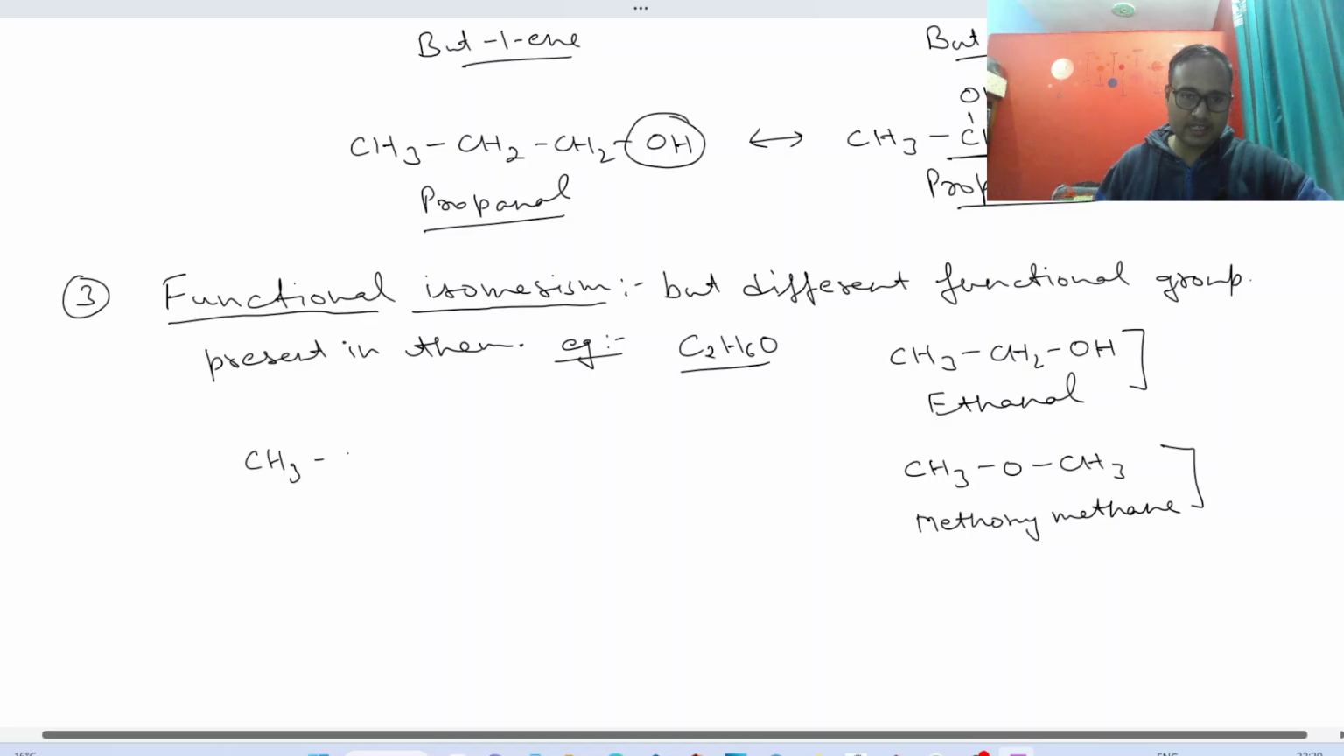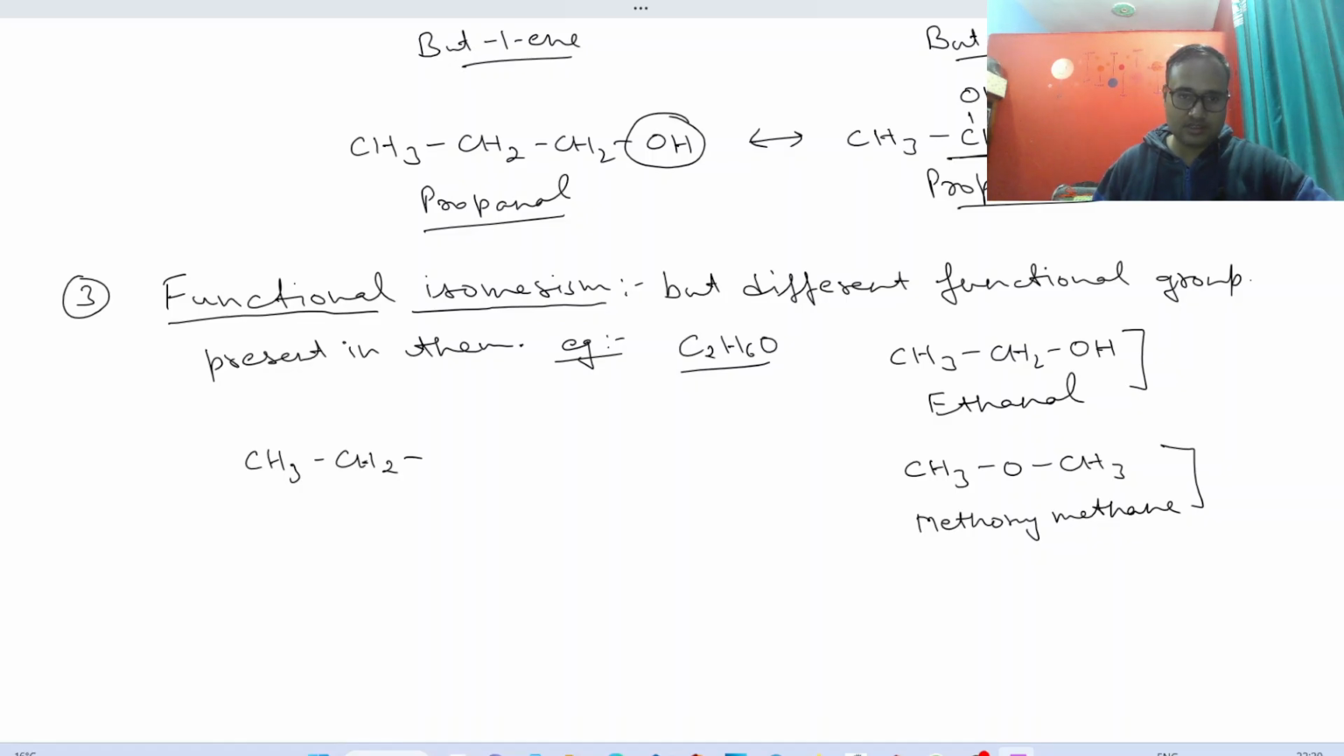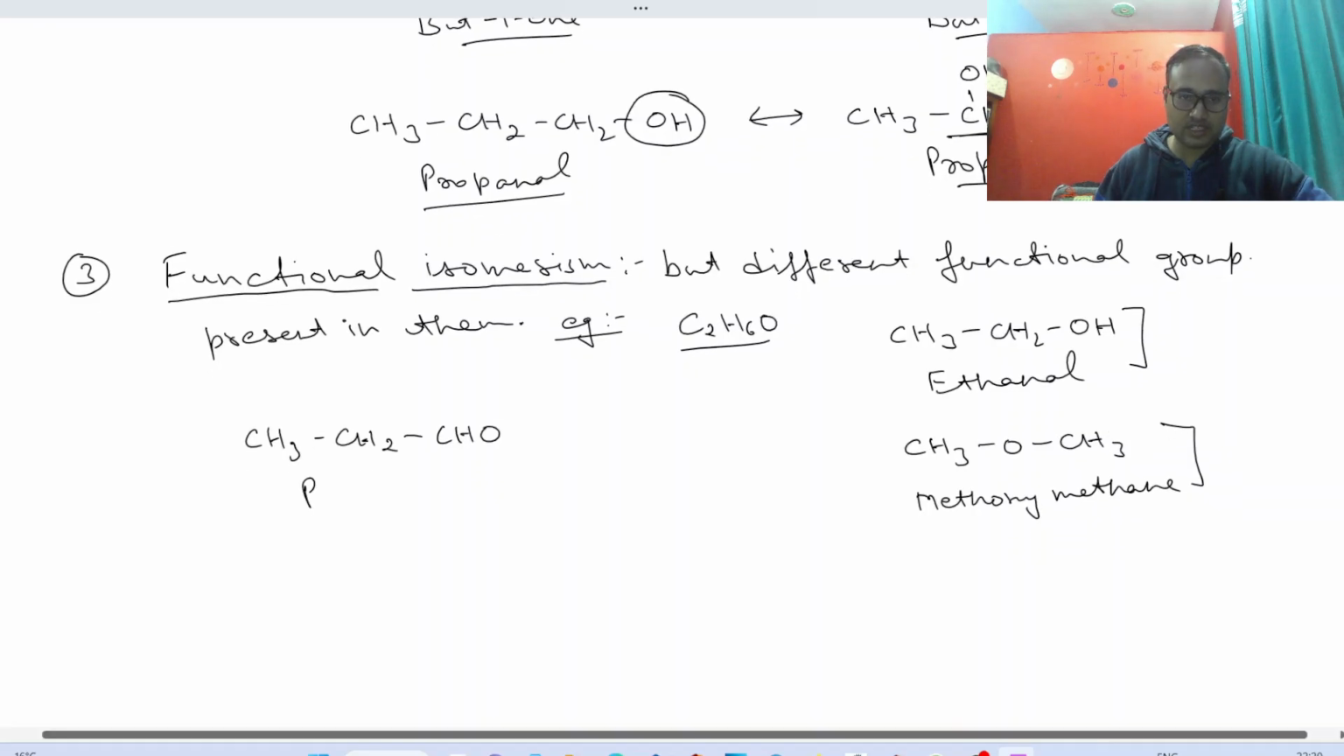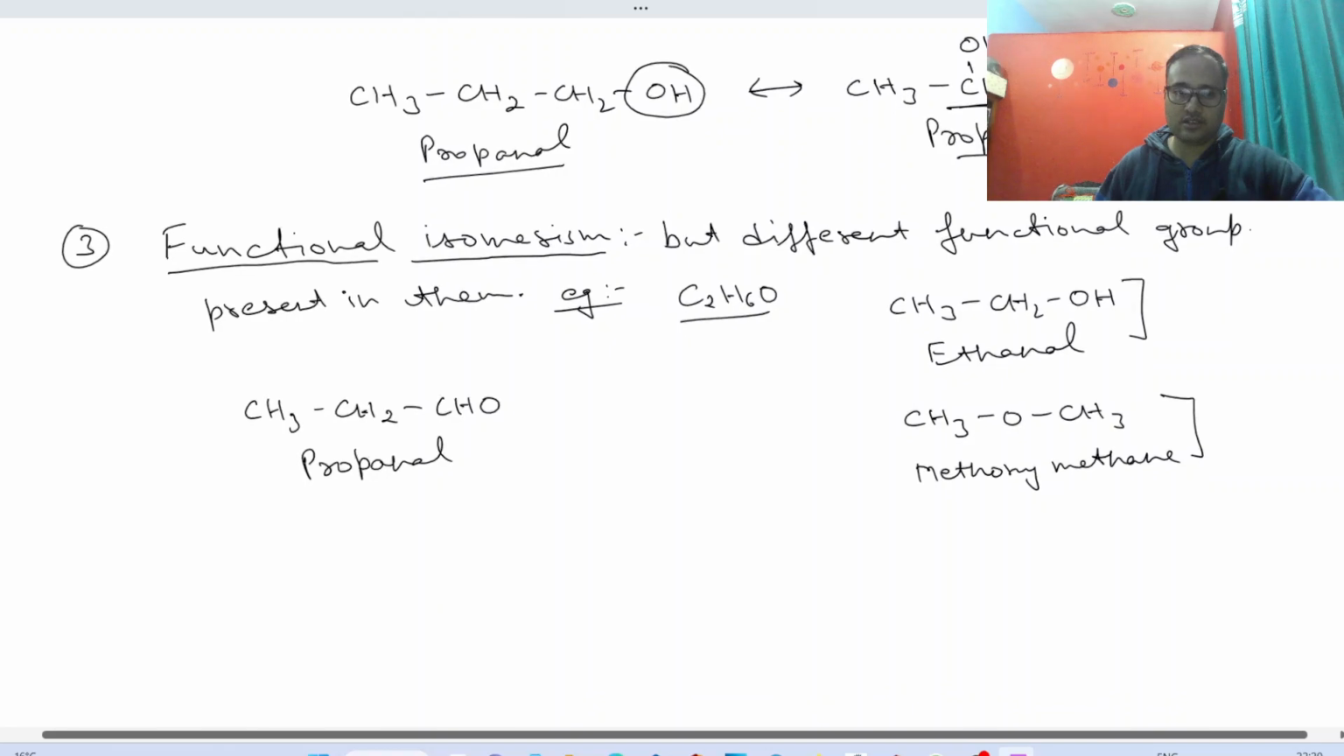of an aldehyde with a ketone. So this is propanal, and it would be an isomer with CH3 C double bond O CH3. This is propanone. So these two are functional isomers.